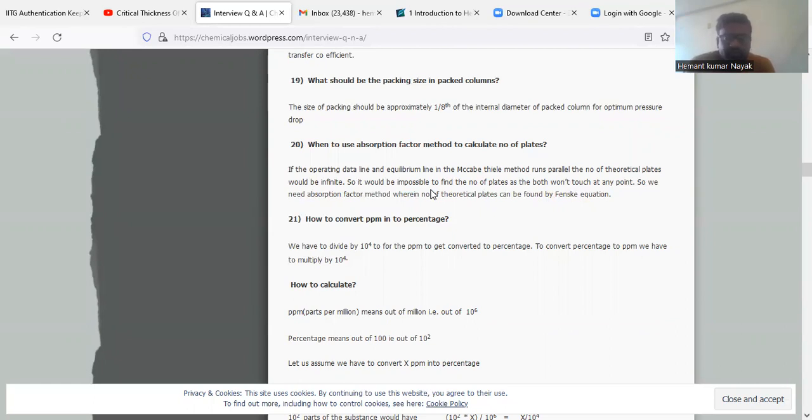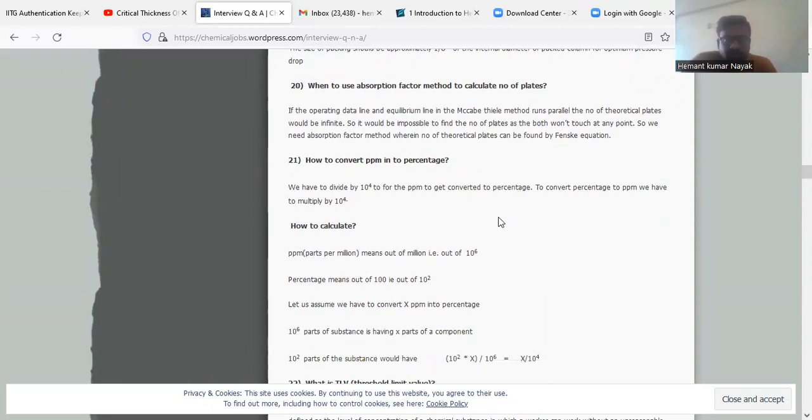When to use the absorption factor method to calculate the number of plates? We have to calculate the number of plates. For that, if the operating line and equilibrium line in the McCabe-Thiele method run parallel, the number of plates would be infinite, so it would be impossible to find the number of plates as both won't touch at any point. So we need the absorption factor method, wherein the number of theoretical plates can be found by the Fenske equation.